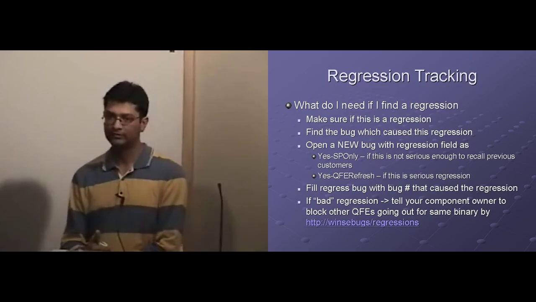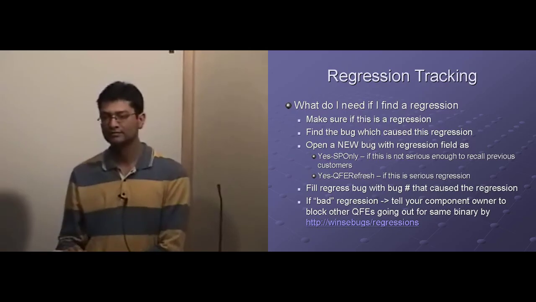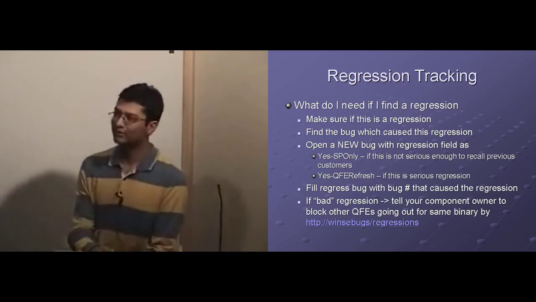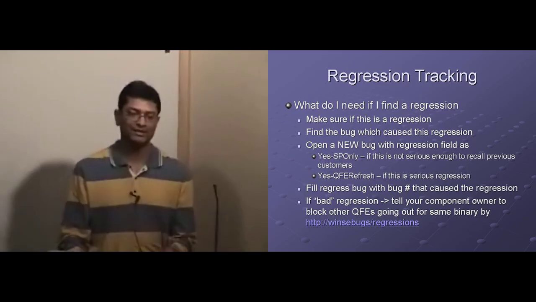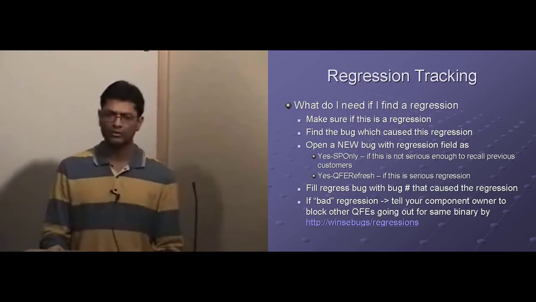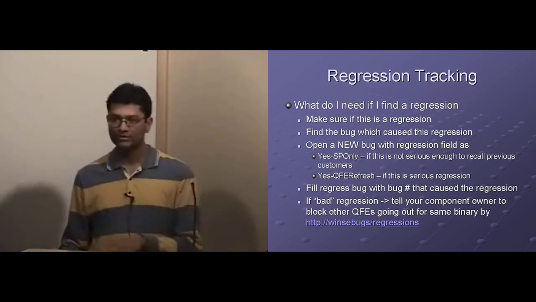Let's say you know that this particular bug is a result of regression. But how do you go about identifying the original bug that caused this regression? Yeah, it's a fairly good question. The question is, sometimes you know it's a regression, but how do you go about knowing which bug caused that regression? So to answer this question, let me put it this way.